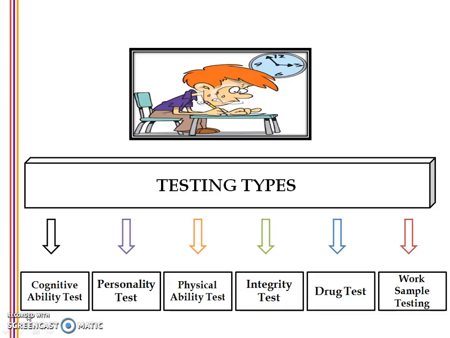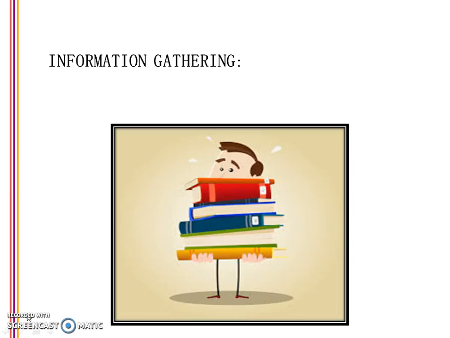The next is drug test. In the drug test, normally it requires the applicants to provide a sample that is tested for illegal substances. And the last is work sample test. In work sample test, we measure the performance on some elements of the job.